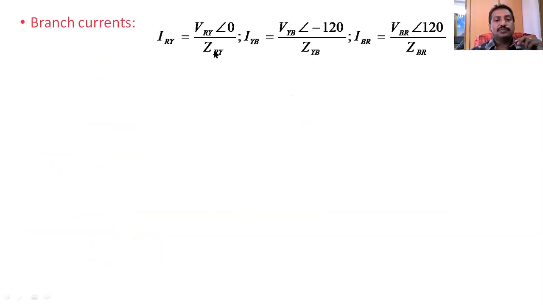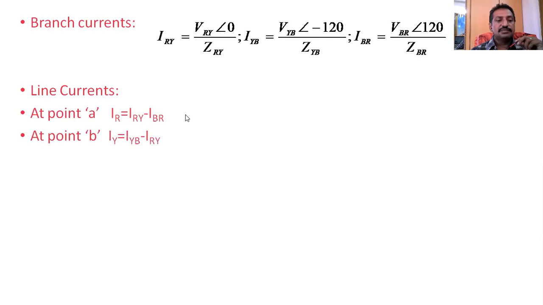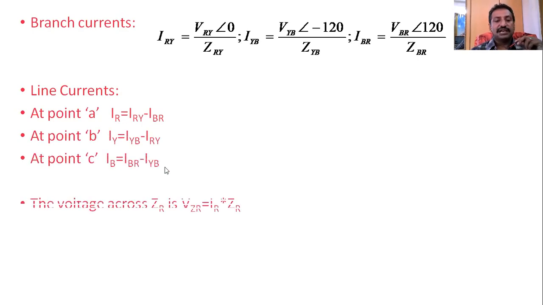IRY is VRY at an angle 0 by ZRY. We want to calculate IYB, VYB at an angle minus 120 by ZYB. And similarly, IBR, VBR at an angle minus 240 by ZBR. These are the branch currents or phase currents. Then line currents. At point A, IR is equal to IRY minus IBR. Similarly, at point B, IY is equal to IYB minus IRY. At point C, IB is equal to IBR minus IYB.